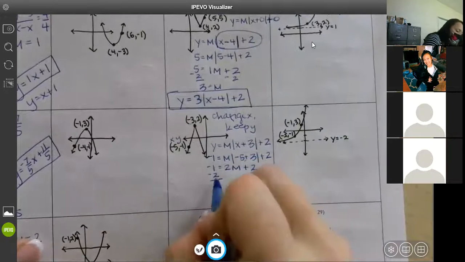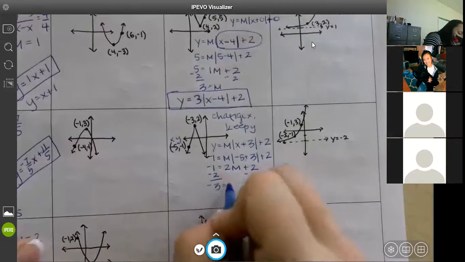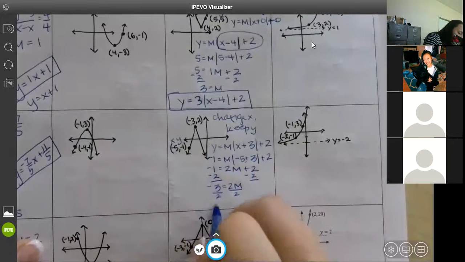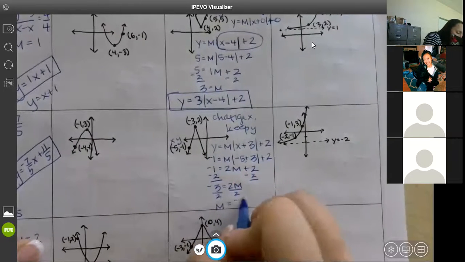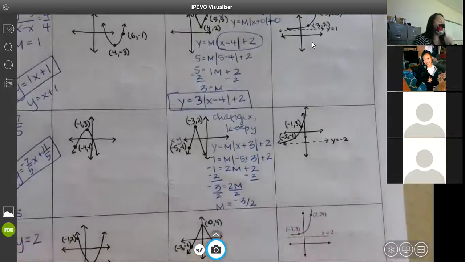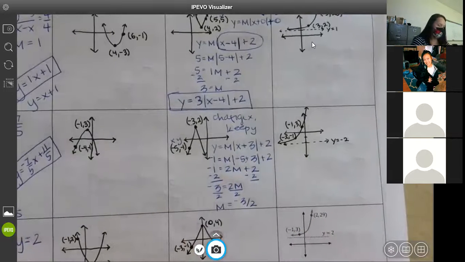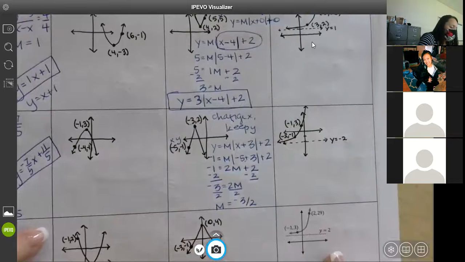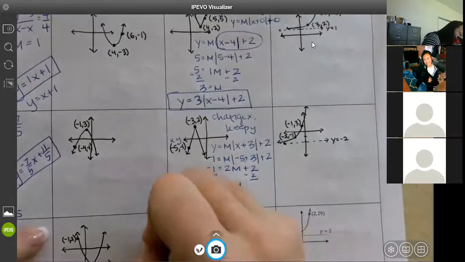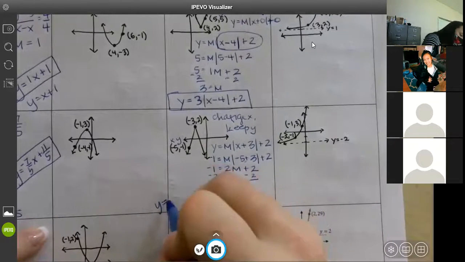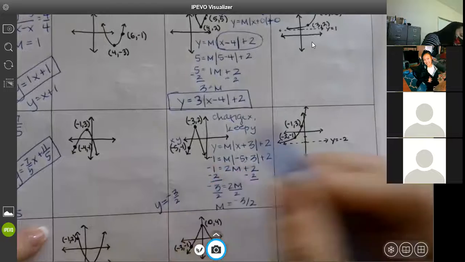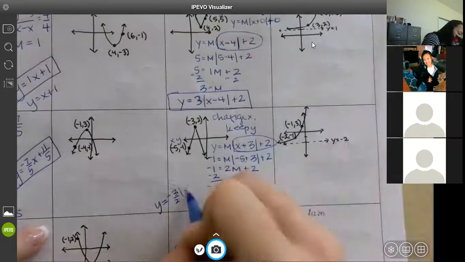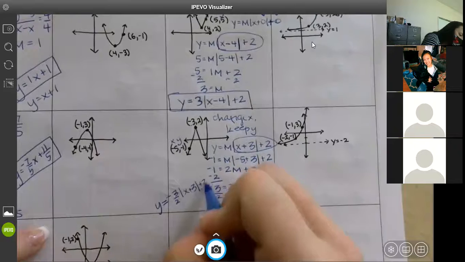Subtract your 2 from both sides so we can solve for m. We get -3 equals 2m. Divide by 2. We get m equals -3/2, which we should get because it's upside down. And then our equation is y equals -3/2, and then we're going to finish up with the end of this equation: absolute value of x plus 3, plus 2.